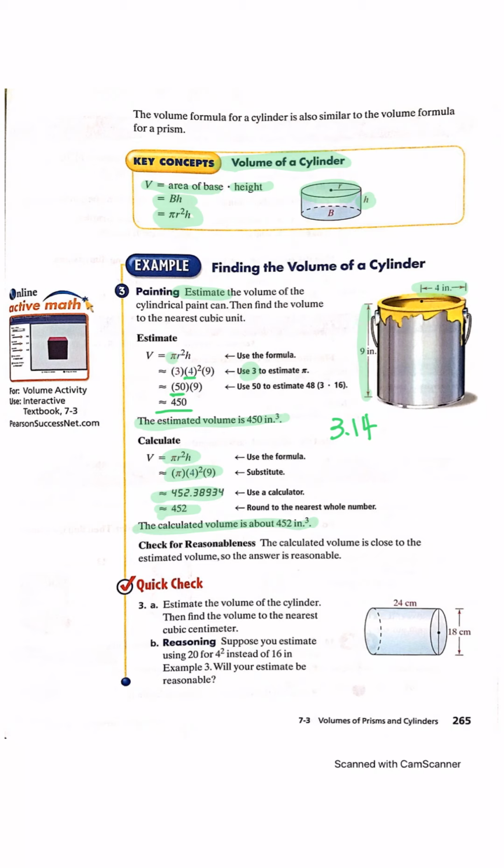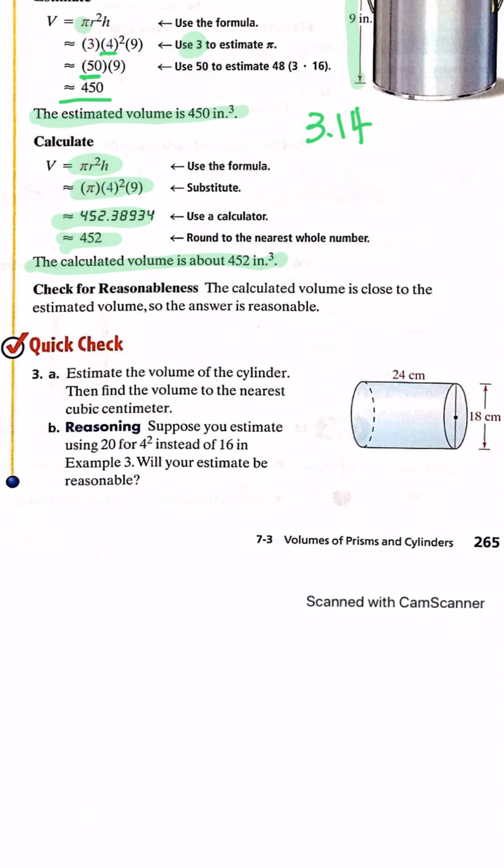Go ahead and see if you can figure this out, and then come back to me once you have an answer. Okay, so estimate the volume. So estimate first, then find the volume to the nearest cubic centimeter. So our reasoning: suppose you estimate using 20 for 4 times 4 instead of 16 in example 3. Will your estimate be reasonable?